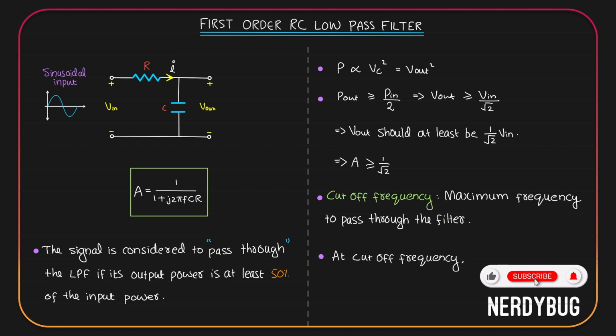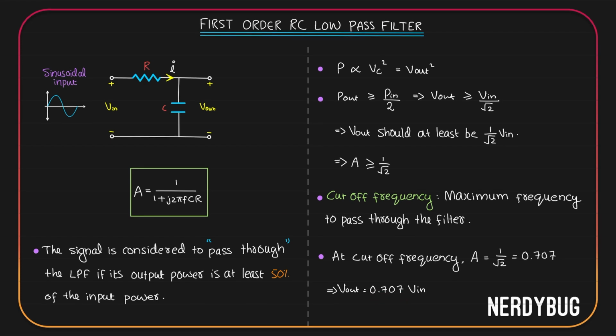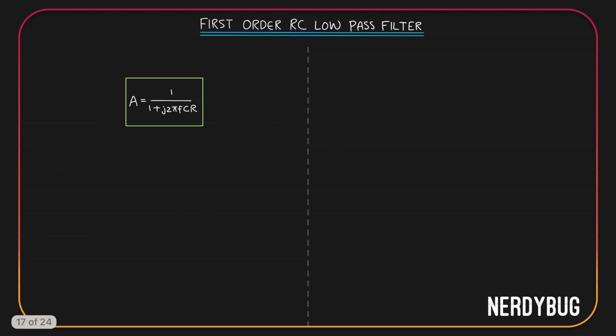At the cutoff frequency, gain will be equal to 1 by root 2 or 0.707. That means V output divided by V input will be equal to 0.707. Or we can write V output should be 0.707 times V input. Let us again take the expression for the gain. It is 1 by 1 plus j 2 pi FCR. Here we have 2 pi FCR.